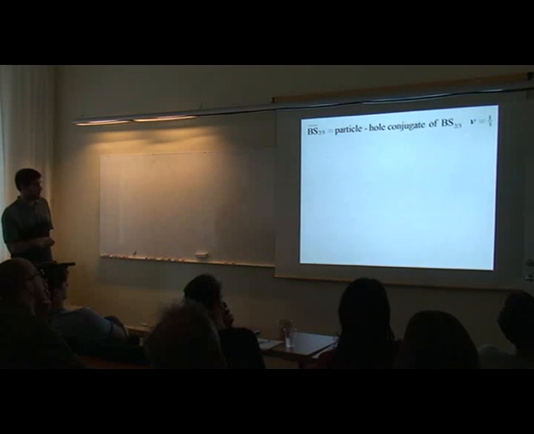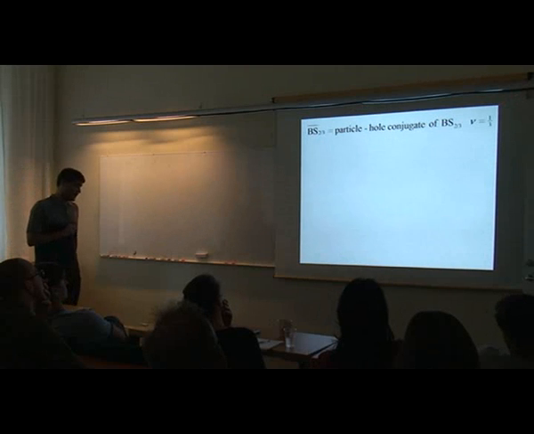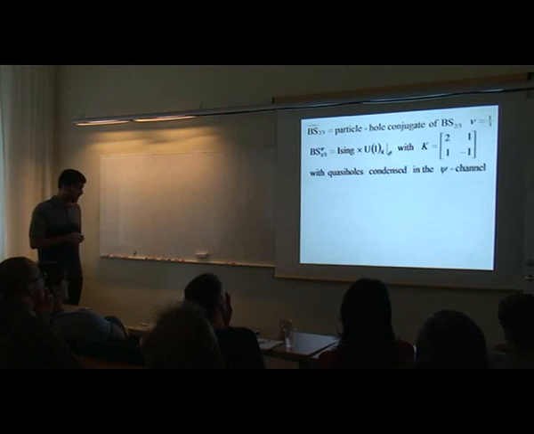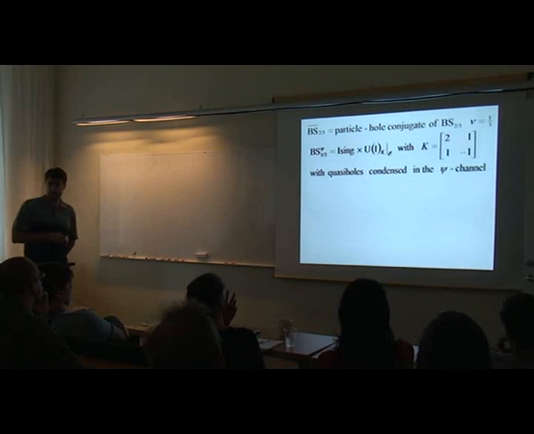And you can also try to produce states at 1/3 filling fraction. Well, the easy way is, of course, just take the particle conjugate of your 2/3 state, and you'll get a 1/3 state. But another option could be that you condense the quasi-holes in the side channel instead of in the trivial channel.